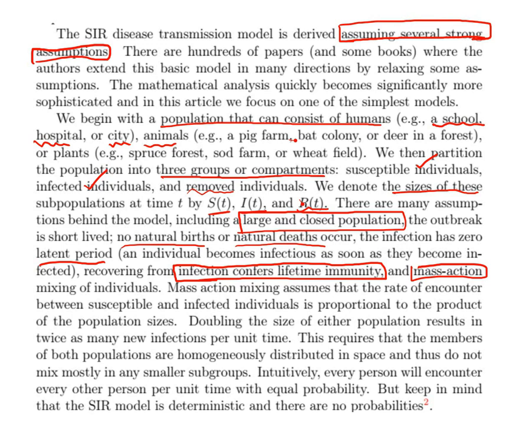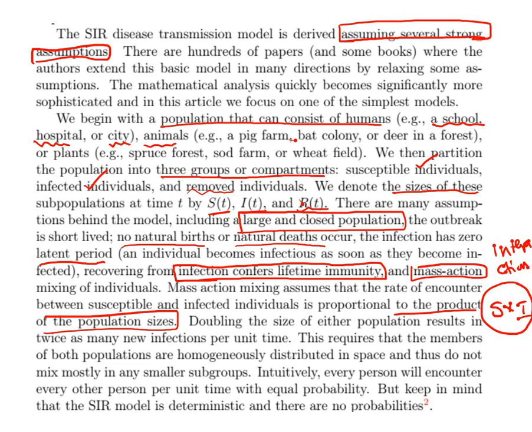So that is the essence of mass action, and it's an assumption that the rate of encounter between susceptible and infected individuals is proportional to the product of the population sizes. So mostly in modeling, when we talk about product, we are saying we're multiplying, right? We are multiplying the susceptible times the infected, and this is an interaction. They are meeting. That's what we are talking about.